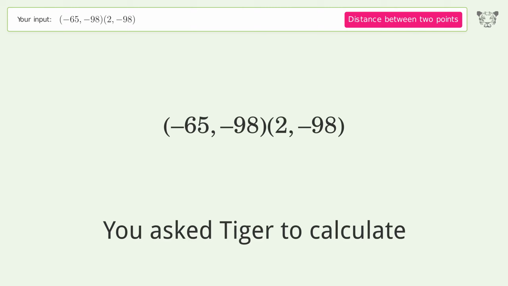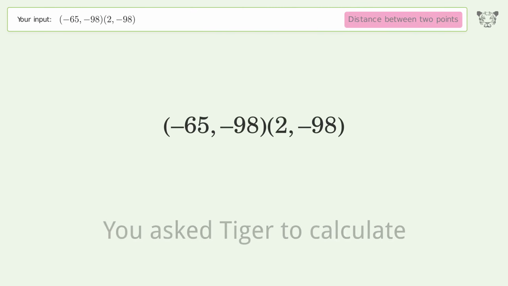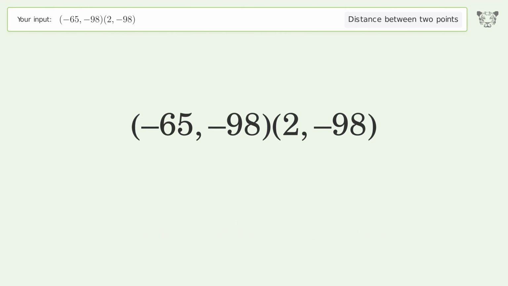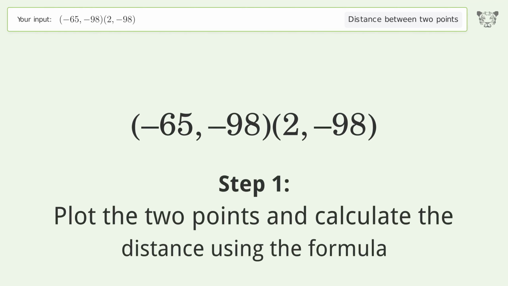You ask Tiger to calculate. This deals with the distance between 2 points. The distance between the 2 points is the square root of 4,489, or 67. Let's solve it step by step. Plot the 2 points and calculate the distance using the formula.